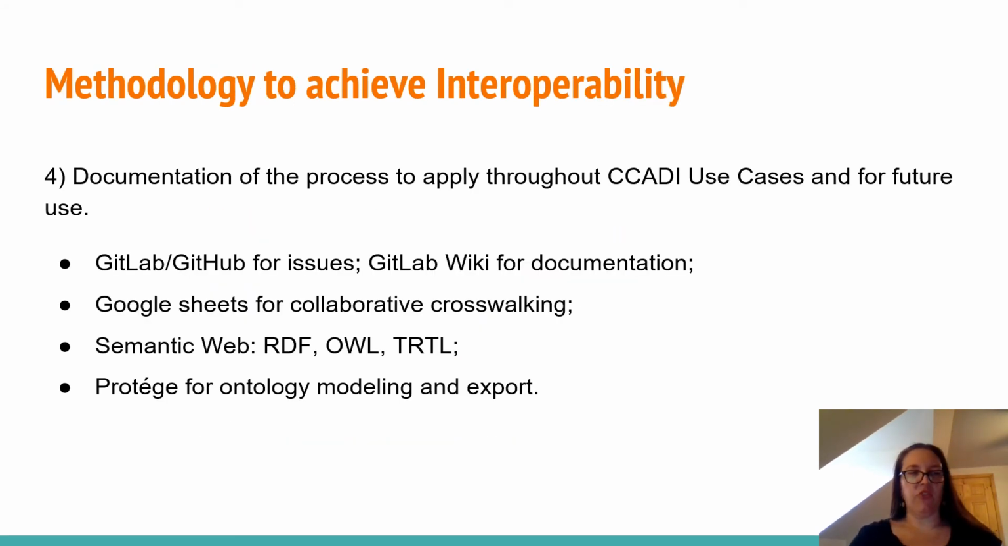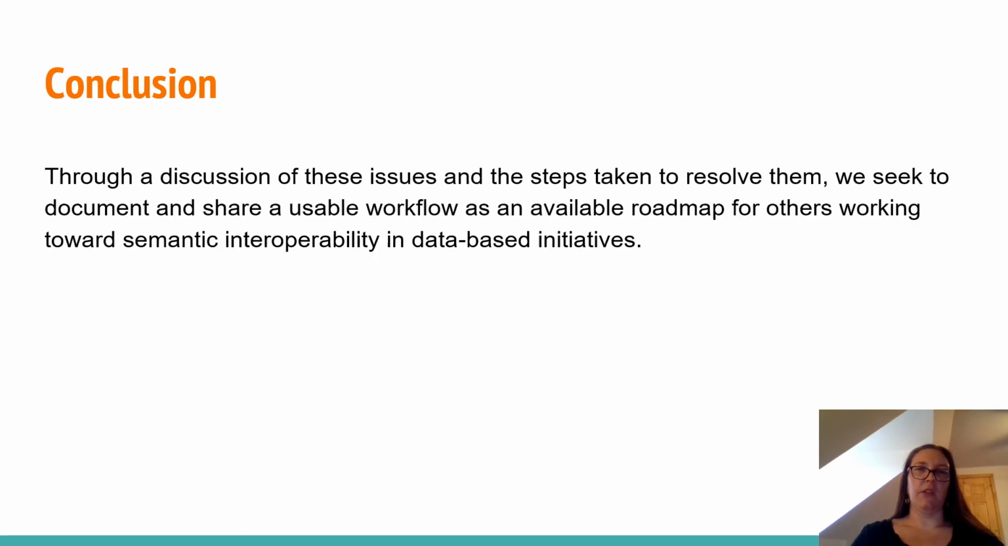Because we're taking an agile approach, this has allowed us to constantly evaluate and reevaluate whether what we're doing is working and should be adopted for production level. At the moment, we found that GitLab and GitHub is useful for issues and certain documentation. Google Sheets has been used for collaborative crosswalking, and RDF, OWL, Turtle, obviously we've been using those, and Protege for ontology modeling and export. And the longer-term goal here is to be able to provide a roadmap or a blueprint for others who want to do this kind of work.